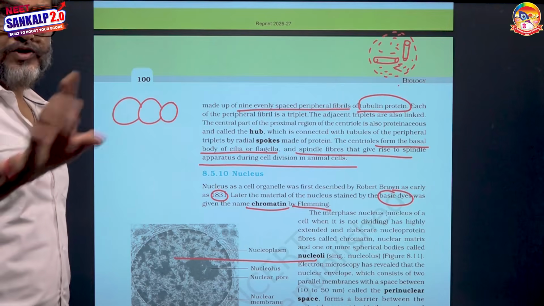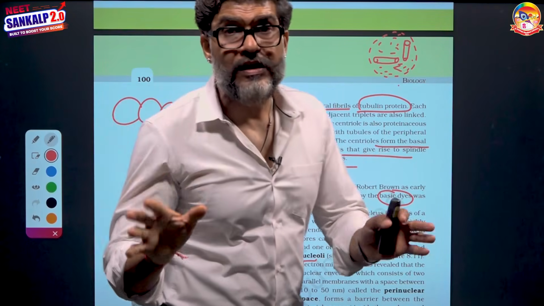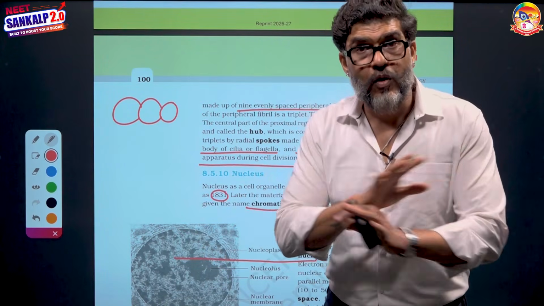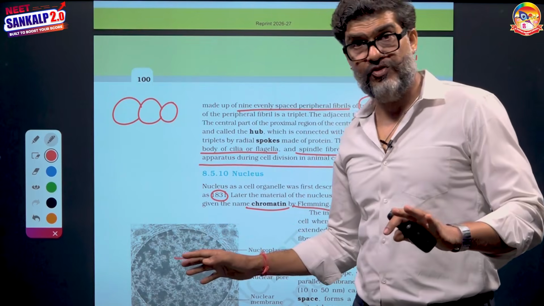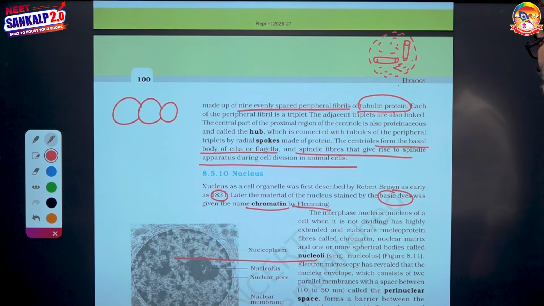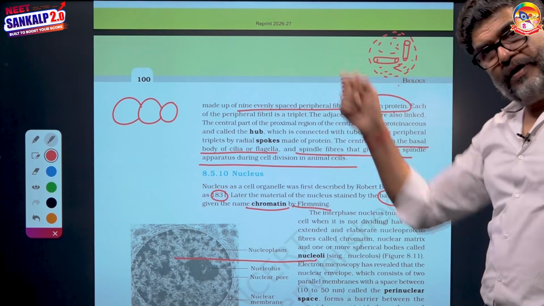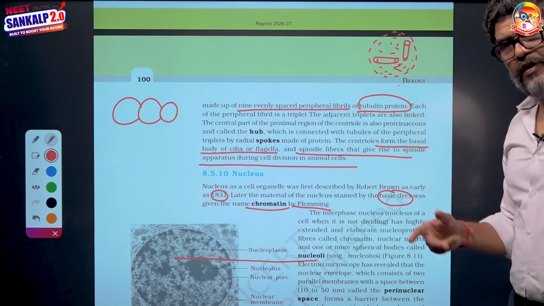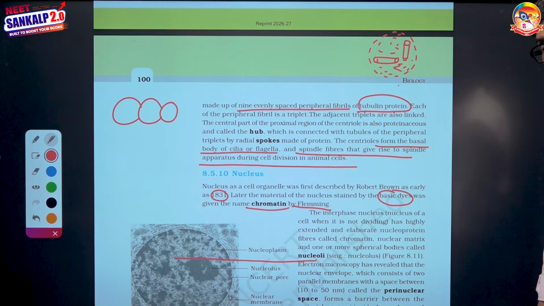The interphase nucleus can be studied during the interphase of the cell cycle. It cannot be studied during the division phase. So the interphase nucleus has highly extended and elaborated nucleoprotein fibers called chromatin. Nuclear matrix is present. One or more spherical bodies, the nucleolus, are also present here. Electron microscopy has revealed that the nuclear envelope is made up of 2 layers, outer and inner. In between the outer and inner, there is a space called the perinuclear space.